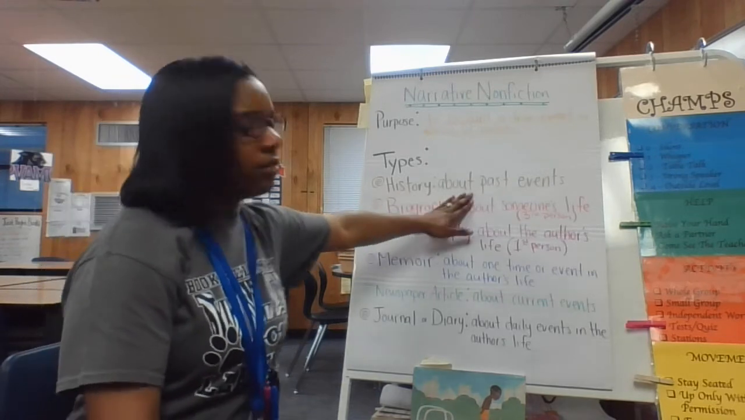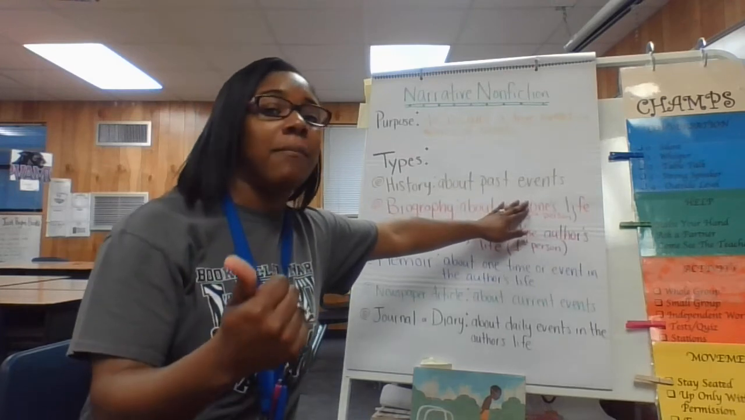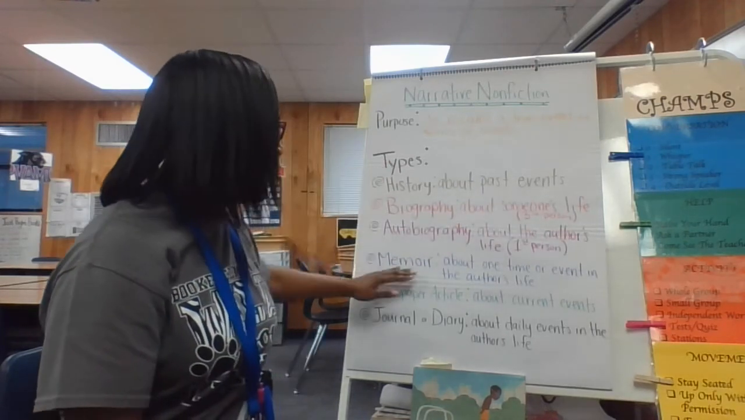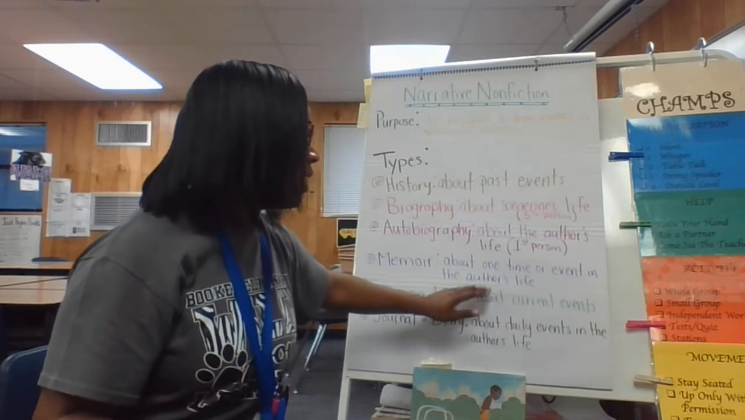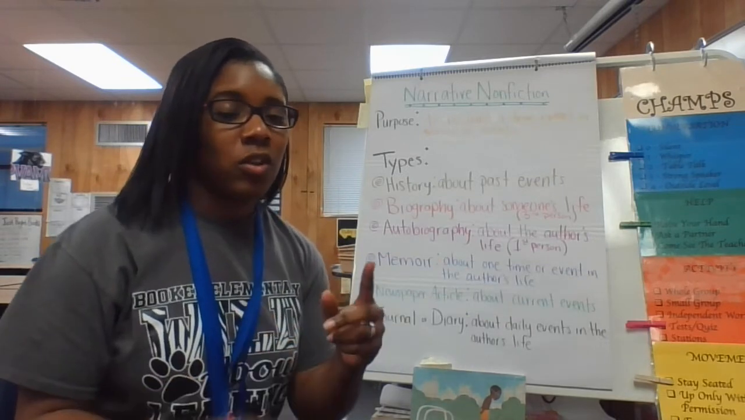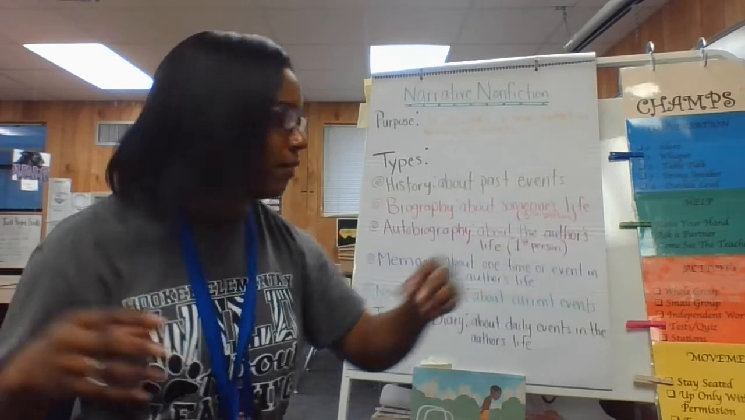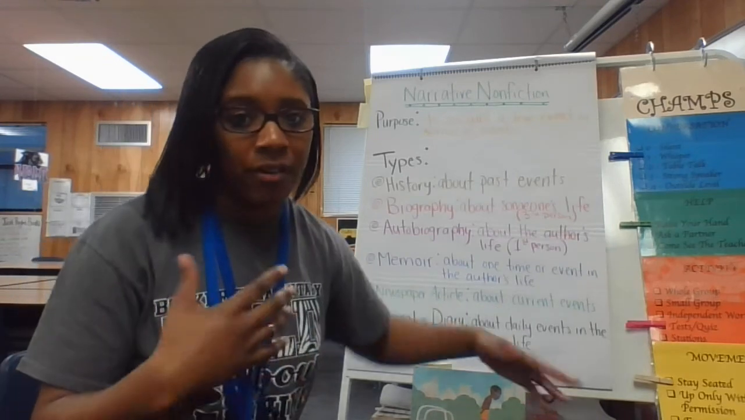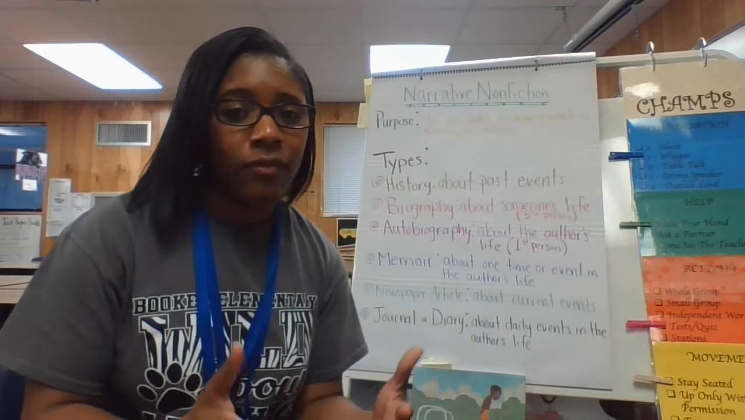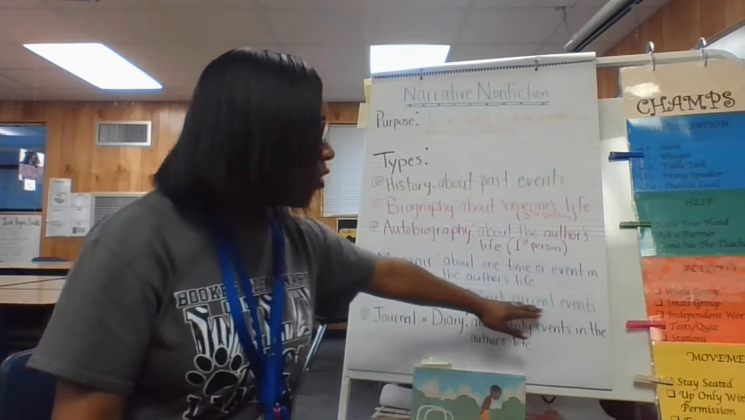And history, well, we know that's past events, things that happened in the past. A memoir is about one time or event in the author's life. So it's only about one time in the author's life and not their entire life. A newspaper article is about current events. You probably have newspapers at your house. We have a social studies newspaper here in class. So it's about current events.